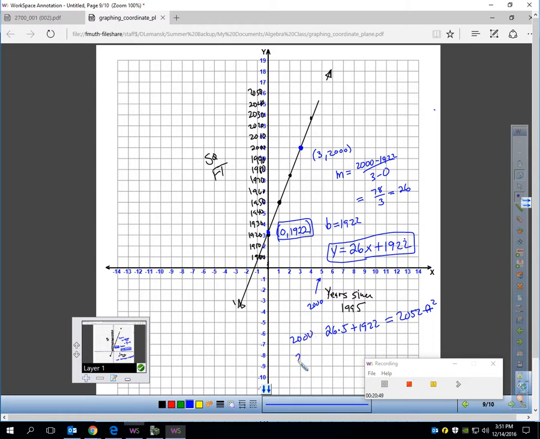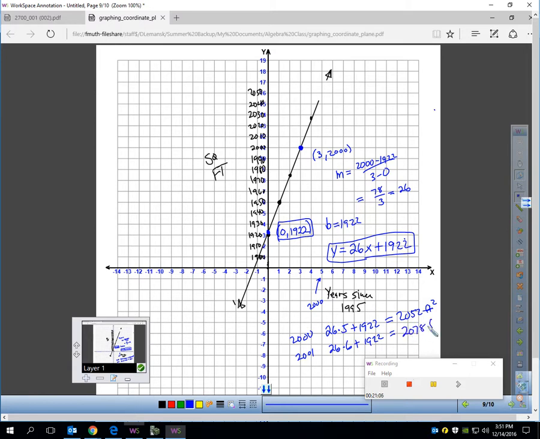2001 would be year 6. So put a 6 in for x, and let's predict what the square footage would be in 2001. 26 times 6 plus 1922. I'm predicting 2,078 square feet.